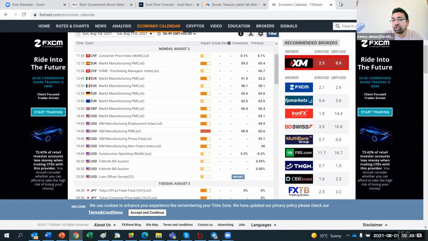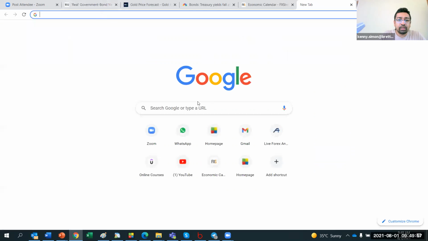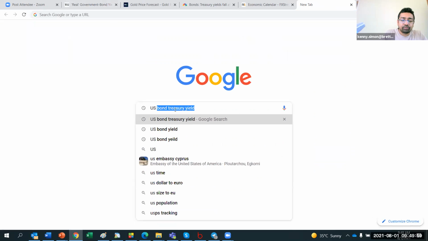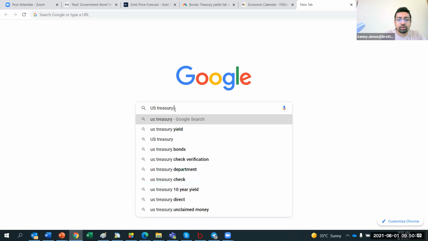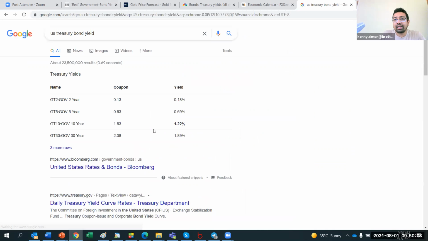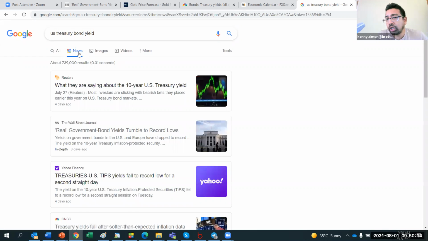Because at this stage, as of Friday's close, if you type in US Treasury bond yield, yeah, it is negatively correlated to the price of gold. So if we continuously see news that is pushing or pulling the yield to go down, then we will be seeing more push of the gold going up.